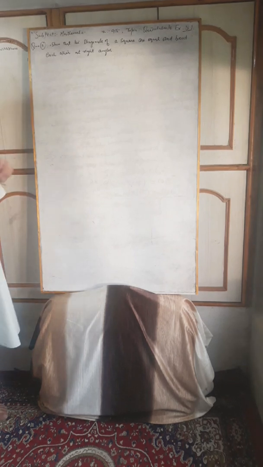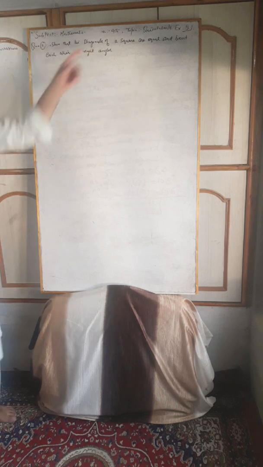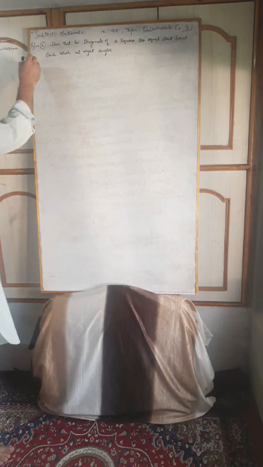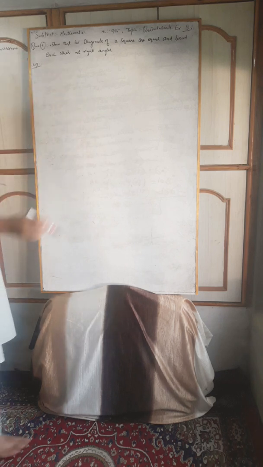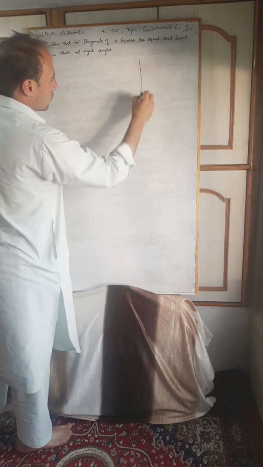Dear students, today we are going to solve question number 4 of exercise 8.1. The question is: show that the diagonals of a square are equal and bisect each other at right angles. Solution. Here, first of all, we will draw a square.